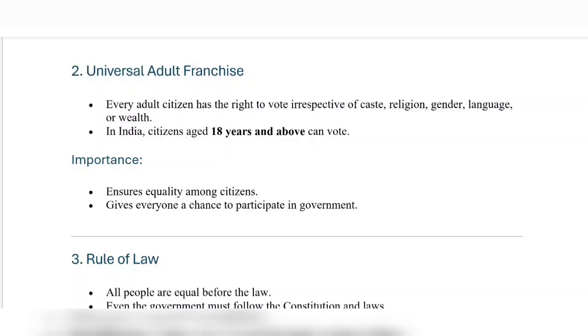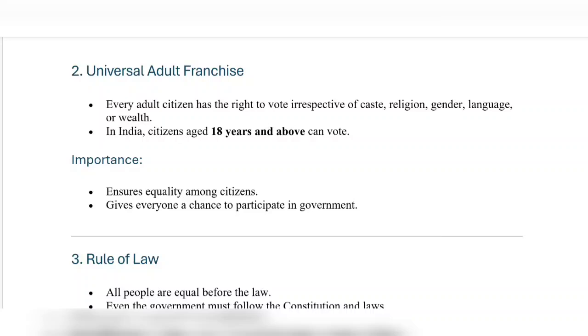Okay, the second feature, or characteristic, of democracy is universal adult franchise. We all know that universal means to all, for everyone. When we talk about adult, the age is 18 years and above. Franchise is the voting right. So it says that every adult citizen has the right to vote, irrespective of caste, religion, gender, language, or wealth. This condition is again given in the Constitution as a political right.